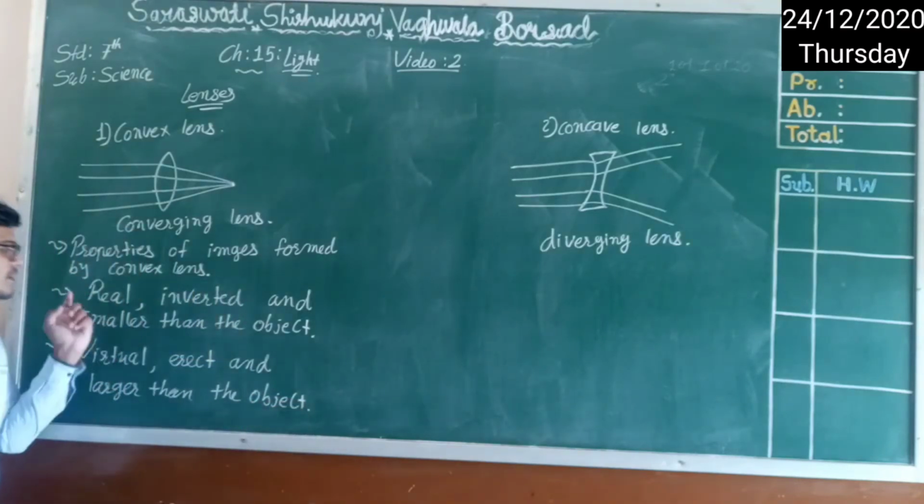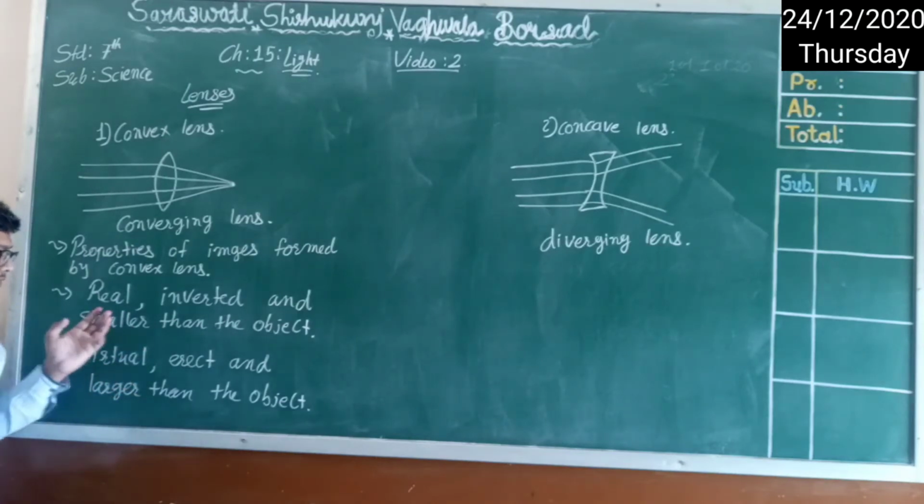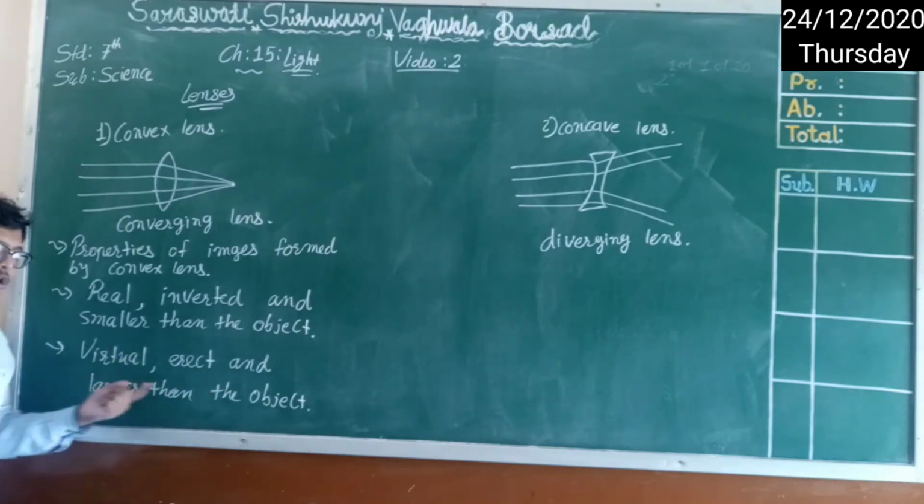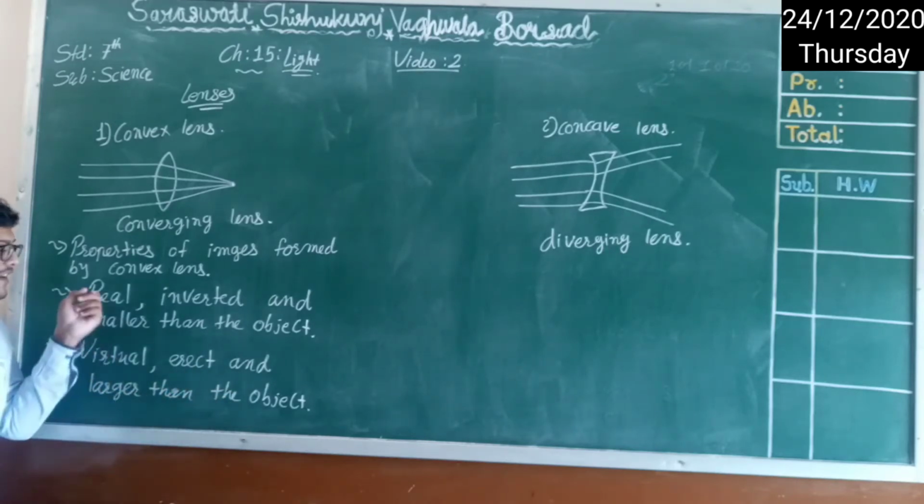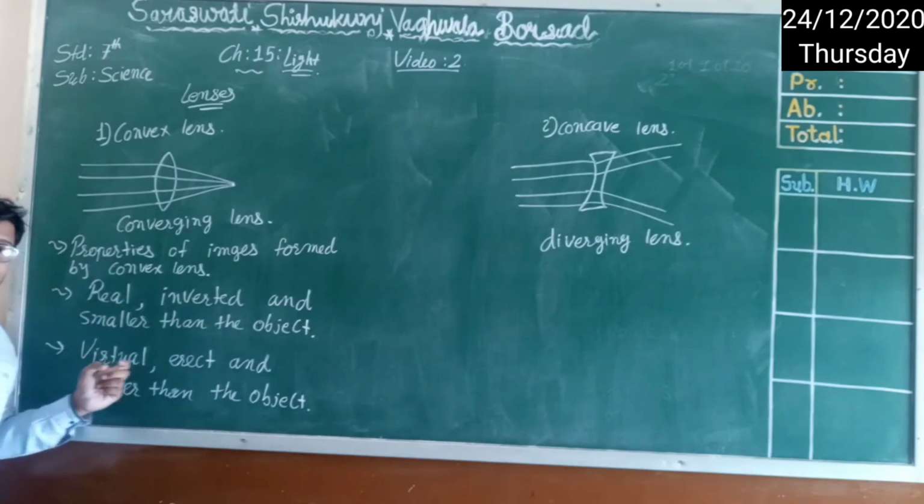So generally it is real, which we can obtain on the screen. And when you are keeping the object closer to the lens, a virtual image will form. It will always be erect and larger, right? So whenever a real image is formed, it will be inverted. Whenever a virtual image forms, it is erect, right?